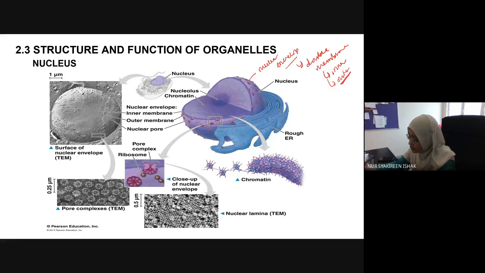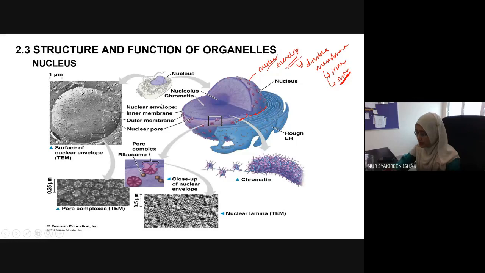If you look carefully in the diagram, the outer membrane of the nuclear envelope is continuous with the membrane of the rough ER. And the rough ER is continuous with the smooth ER. That's why the endomembrane system includes the nucleus, the ER, the smooth ER, the rough ER, and the Golgi apparatus, because the membranes are connected to one another.